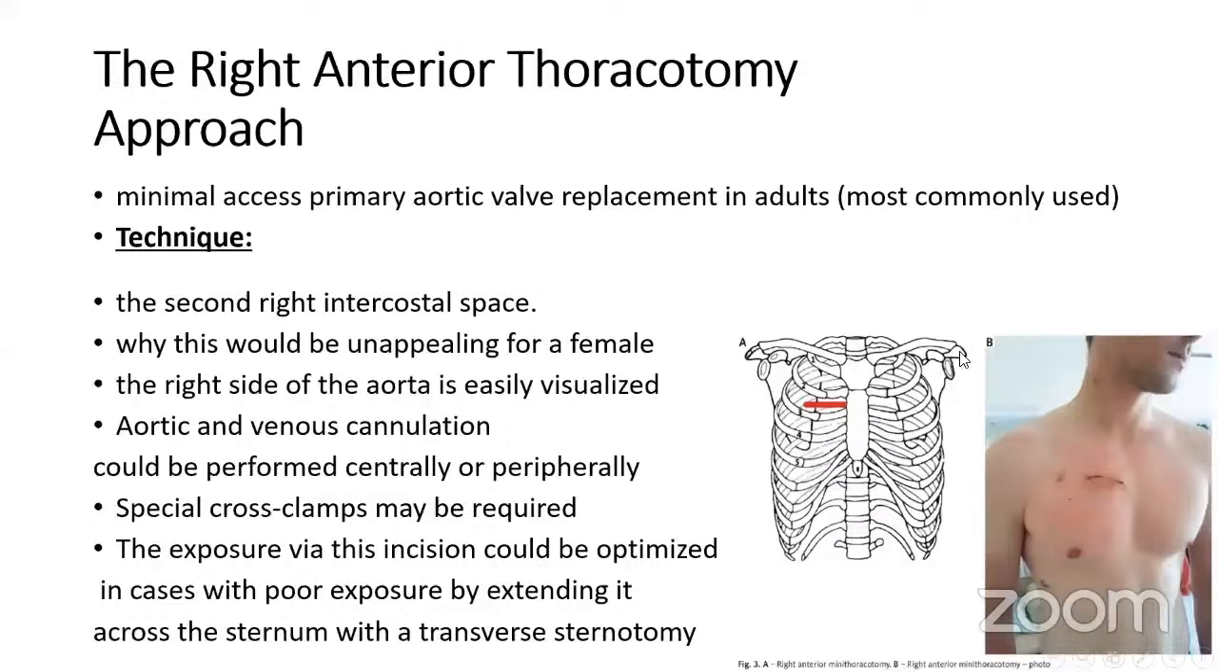You can extend the incision and go through the sternum with a transverse sternotomy, which is an 8 to 10 centimeter transverse incision at the manubriosternal angle, extending to the other side. But in this approach, the internal mammary pedicle has to be ligated and divided to get adequate exposure of the aorta if you couldn't proceed with the right anterior thoracotomy.